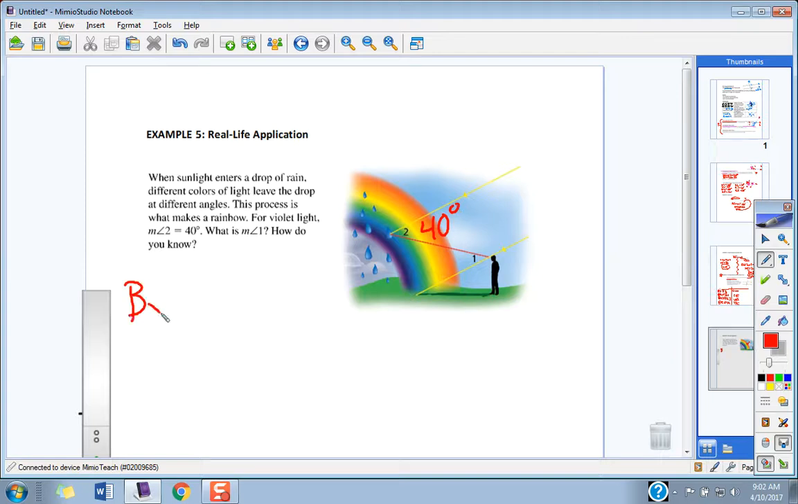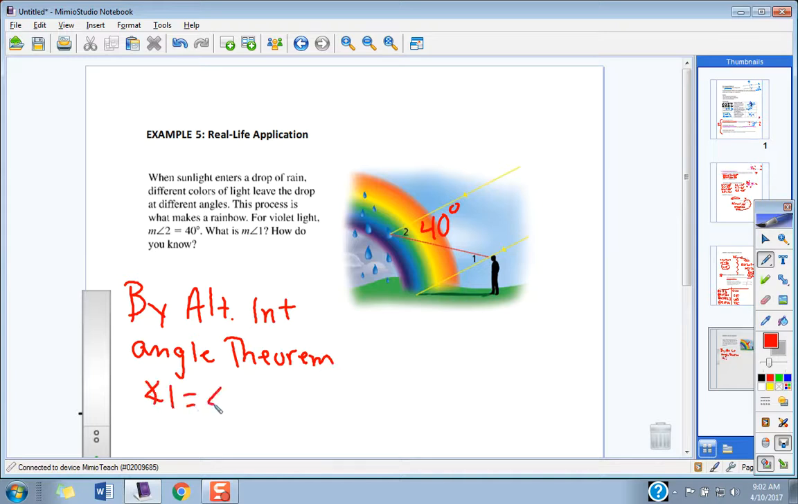By alternate interior angle theorem, angle 1 must be equal to angle 2. Since angle 2 is how many degrees, kids? 40. That means the measure of angle 1 must be 40 degrees.